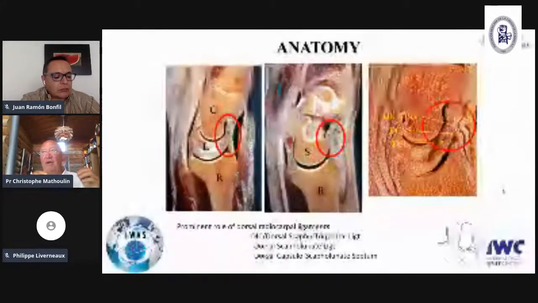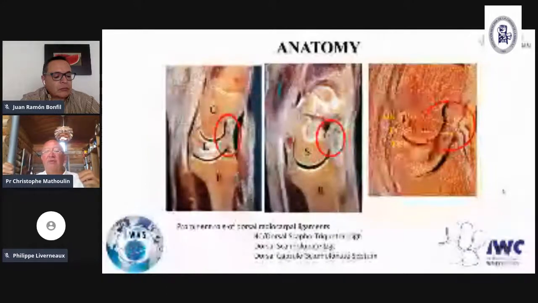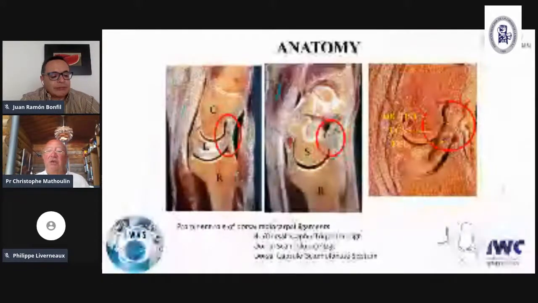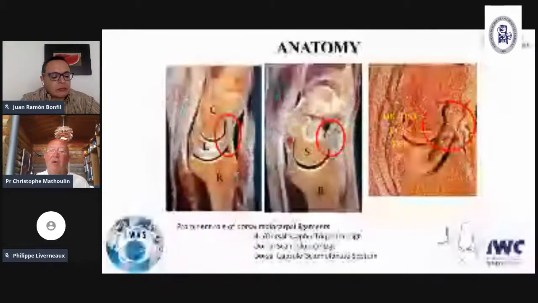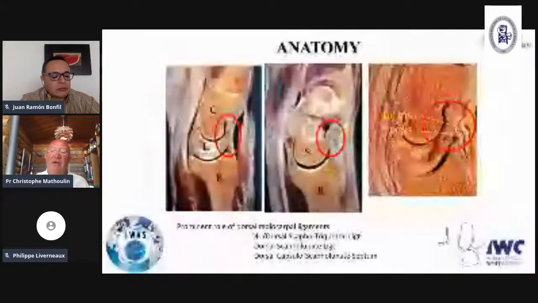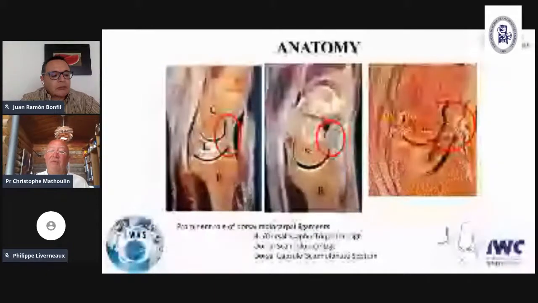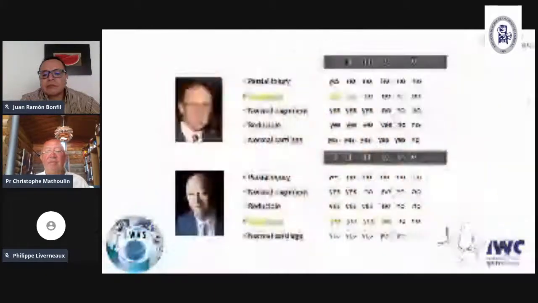We call that the dorsal capsuloscapholunate septum for the dorsal part. And the dorsal is the most important part in the stability of the scapholunate ligament, with the DIC, the dorsal intercarpal ligament, the dorsal capsuloscapholunate septum, and the dorsal scapholunate ligament.